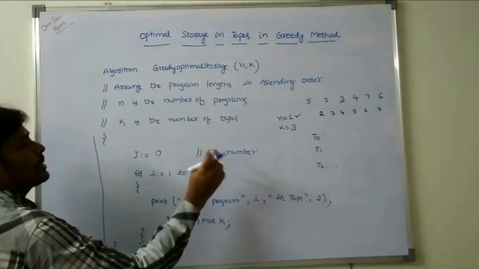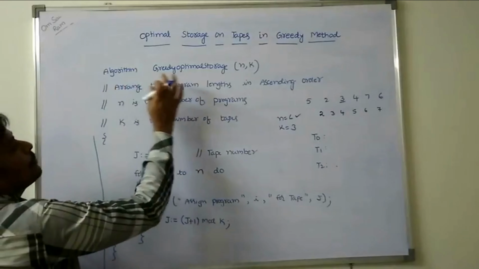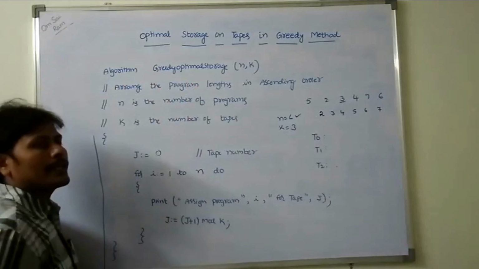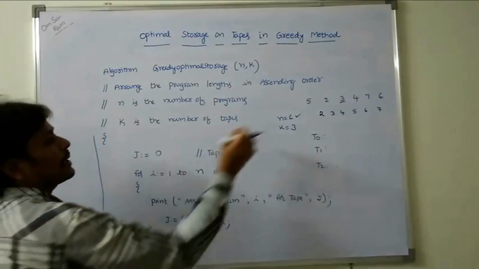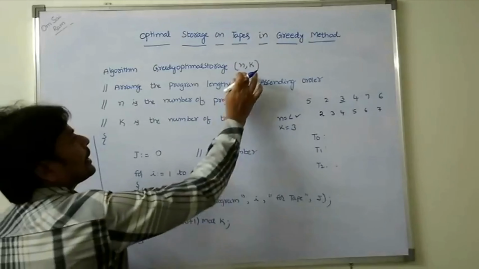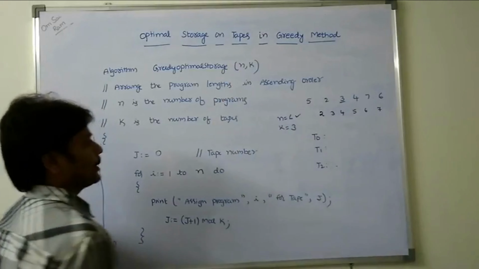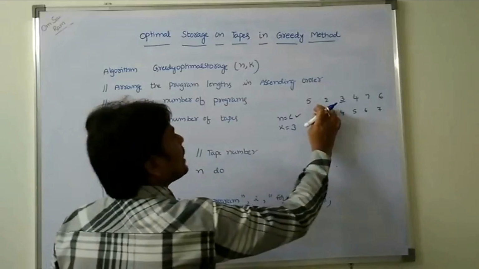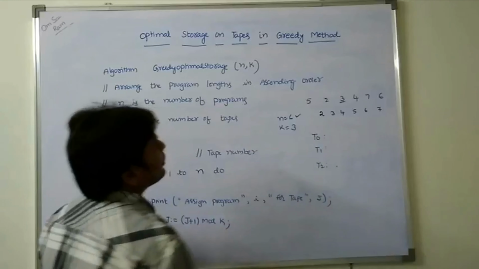So here n is equal to 6 and K is equal to 3. So, algorithm greedy optimal storage. n is the number of programs, that is n is equal to 6, and K is the number of tapes, that is T0, T1 and T2. How are we assigning these 6 programs to T0, T1 and T2 tapes?